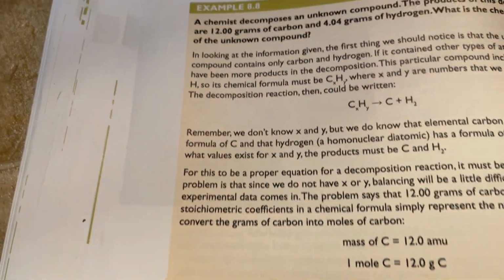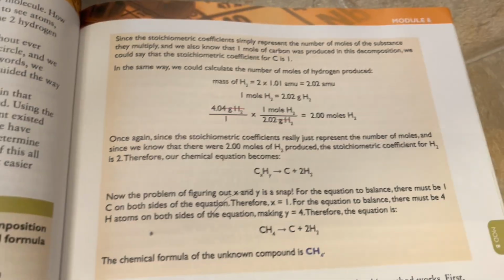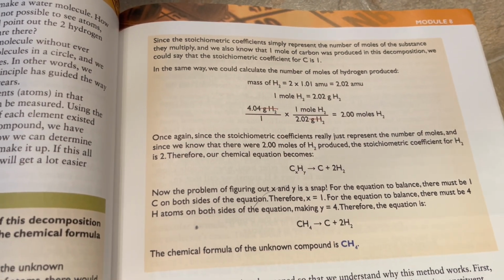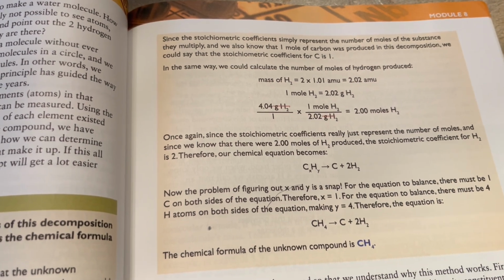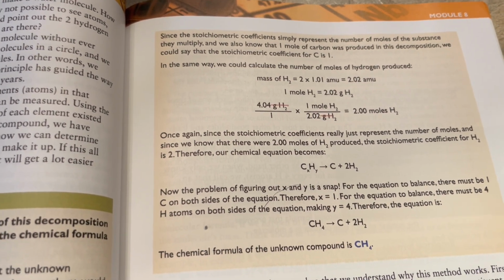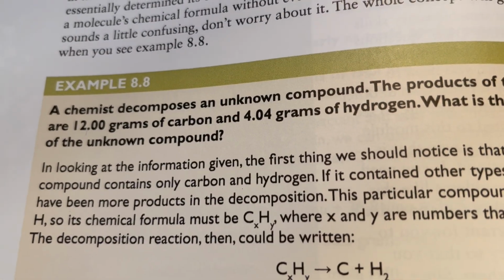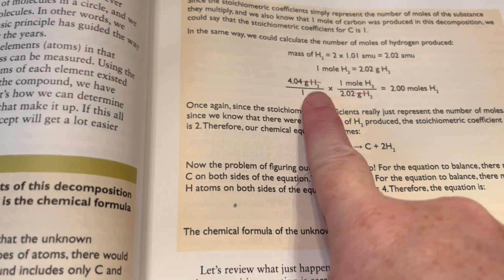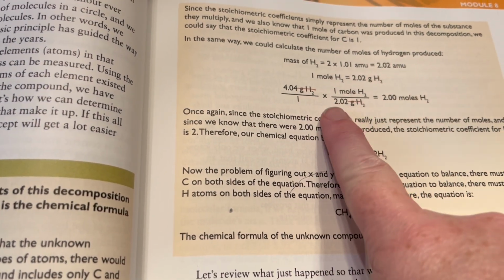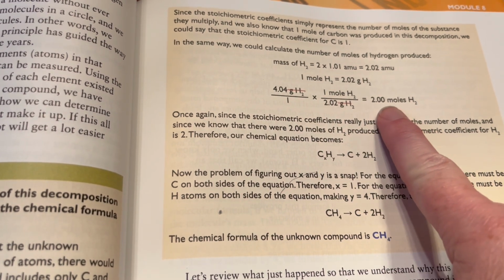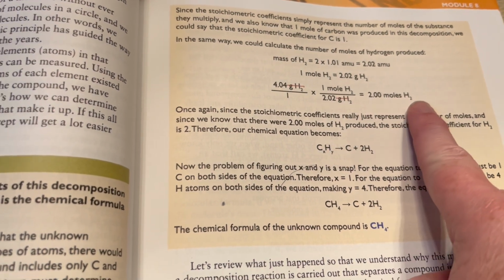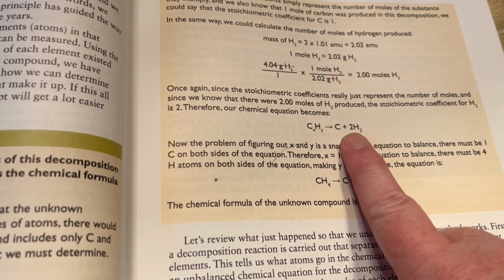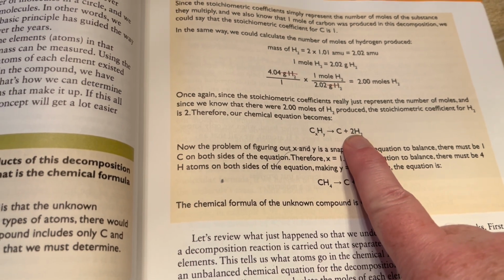Now let's solve for hydrogen. So we go over here, the mass of hydrogen, we have 2, so it's going to be 2 times 1.01 AMU equal 2.02 AMU. So it means 1 mole of hydrogen equal 2.02 grams of hydrogen. It told us right here that it yielded 4.04 grams of hydrogen. So 4.04 grams of hydrogen times 1 mole over 2.02 grams hydrogen, they cancel out, it gives us 2.00 moles of hydrogen. So right here in the equation, we are going to have a 1 for carbon, a 2 for hydrogen.